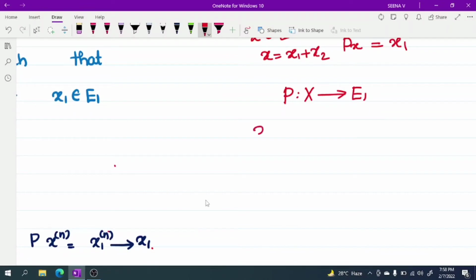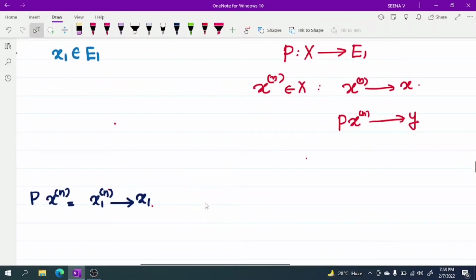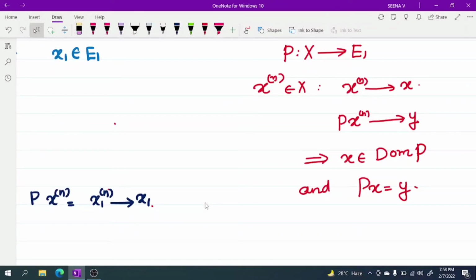For this, we have to take a sequence xn in X such that xn converges to x, and Pxn converges to y, implies x belongs to the domain of P and Px equal to y. This is what we are going to prove.